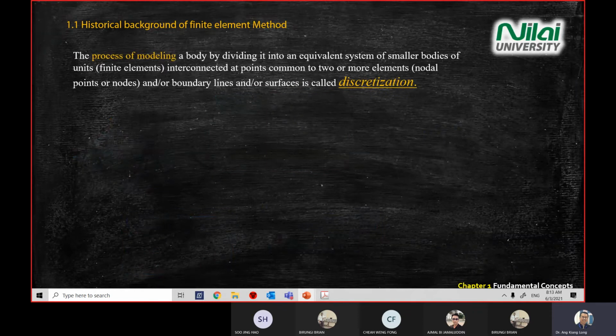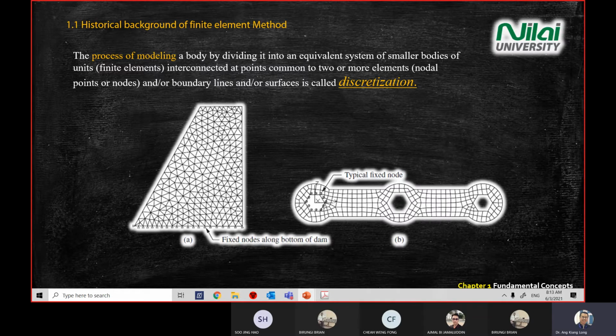Okay. Now for this module, one important term that you need to know is called discretization, which is the word that I highlight on the screen here. Discretization means that you break the structure or the component into small pieces. In this case, on the screen here, you will see that the component was broken into small rectangular, triangular or square shaped elements.